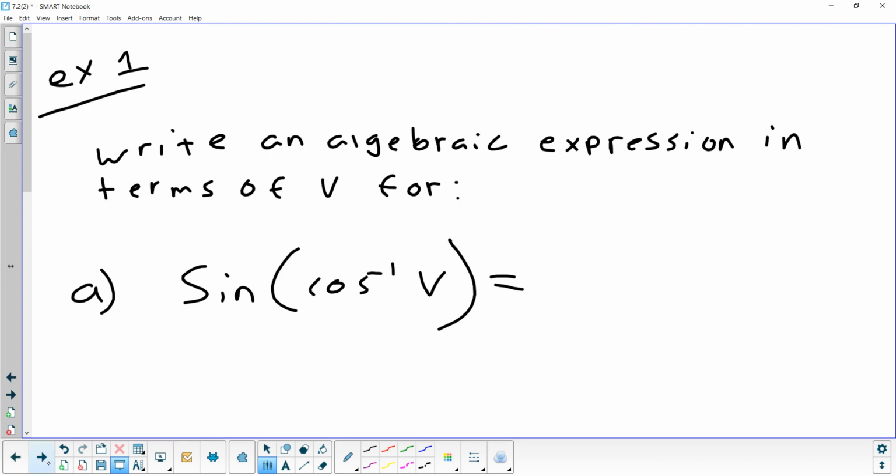Okay, and that's our first example. It says to write an algebraic expression in terms of v. V just happens to be the variable that I picked. The name of the letter doesn't matter. It could be x, could be n. When we're done, we're going to put our answer in that box.